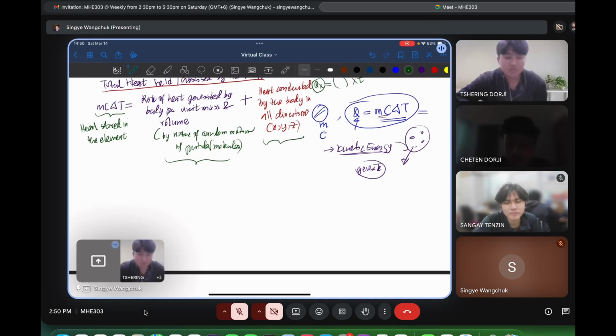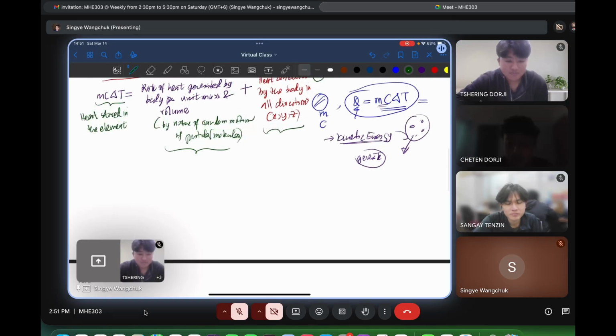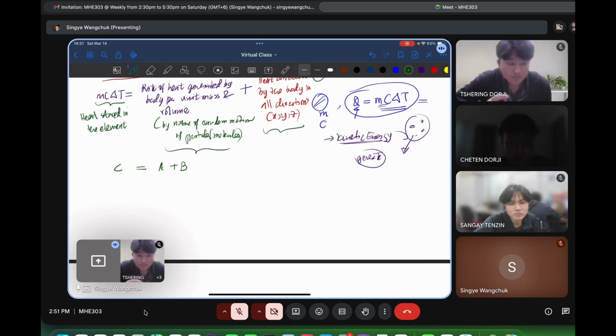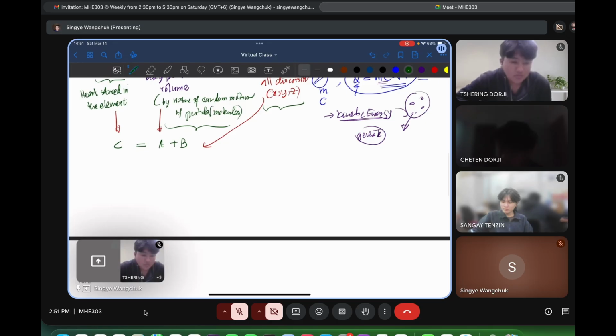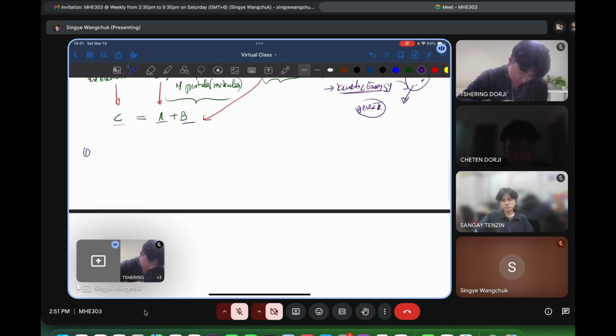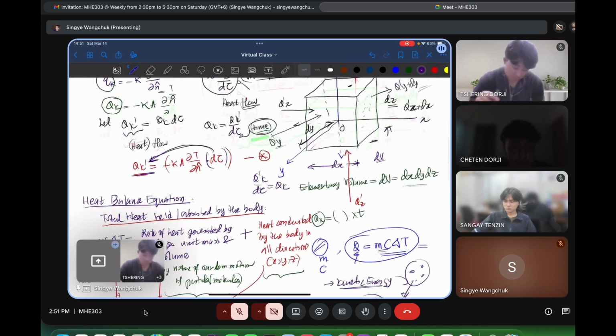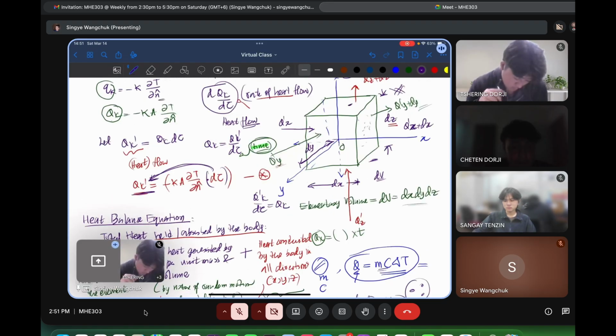Okay, it's okay. So actually you can see this as C equals A plus B. So I am treating this whole as B, this whole as A, and this whole as C. Now our job is to calculate this, and this. So first let's calculate B, which is the heat conducted or absorbed by the body from all three directions.